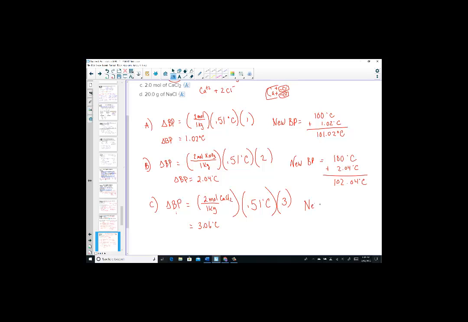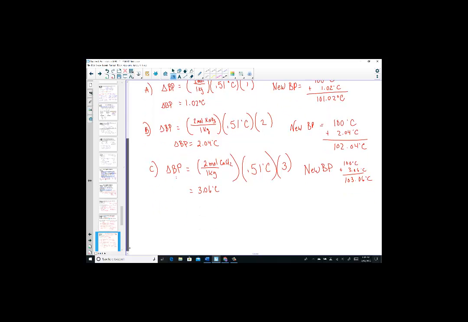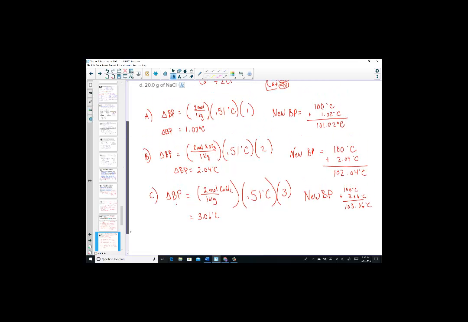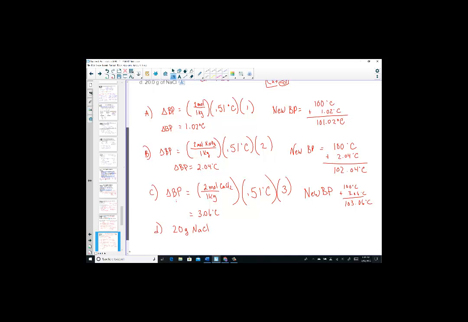So the new boiling point is 100 degrees, the normal for pure water. It's going to elevate by 3.06 degrees, so the new boiling point is 103.06 degrees Celsius. And letter D, 20 grams of sodium chloride. I just wanted to rewrite that.